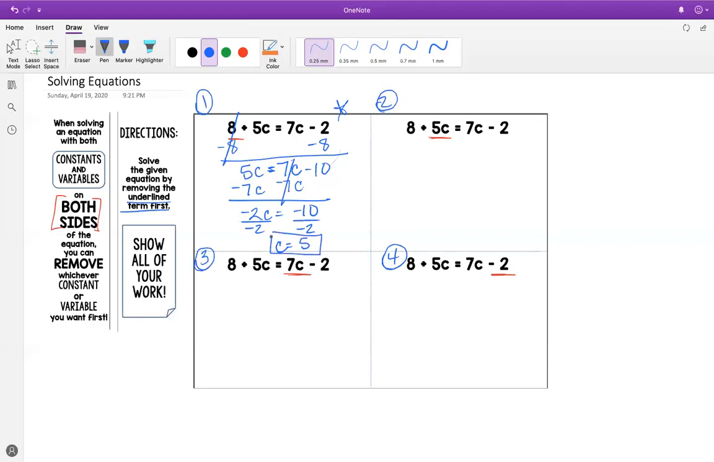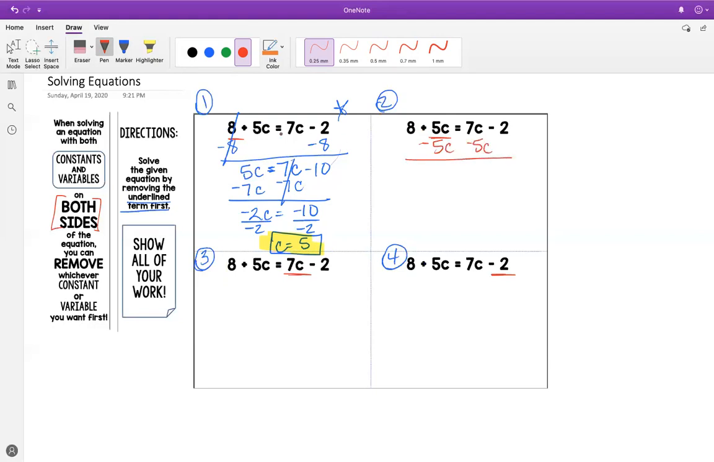Now, we are going to solve this same equation 3 different ways, but every single time we should end up with 5. Okay, now this next one, we are going to change up my color, and we're going to start with this, getting rid of this 5c first. Okay, so that's a positive 5c, and again, we're going to put constants, which are our whole numbers, on one side, and variables on the other.